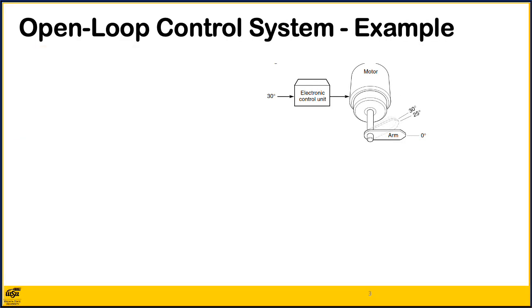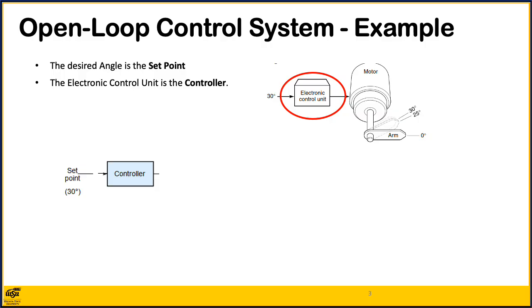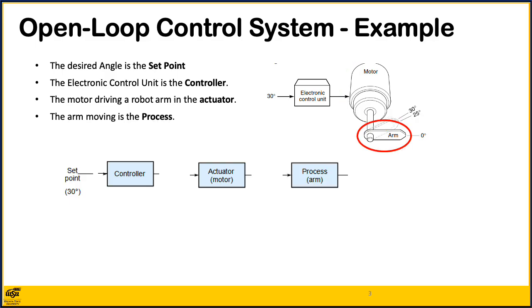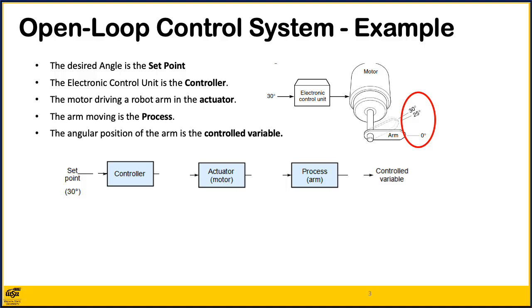This slide shows an open loop control system. The desired angle is the set point. The electronic control unit is the controller. The motor driving an arm is the actuator. In this case, the arm moving is the process, and the angular position of the arm is the control variable.